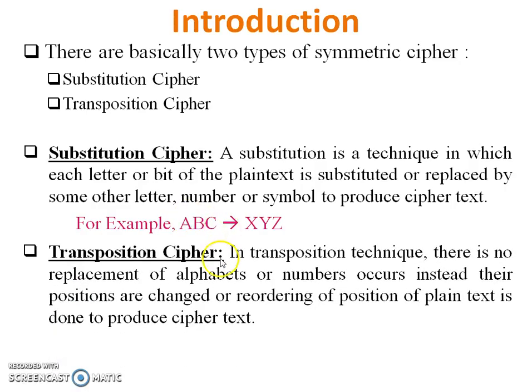Transposition cipher. In a transposition cipher, there is no replacement, only positions are changed, or the given plaintext is reordered, to generate the ciphertext. For example, ABCDE is the plaintext. Now rearrange the order and this is the ciphertext: BADEC.